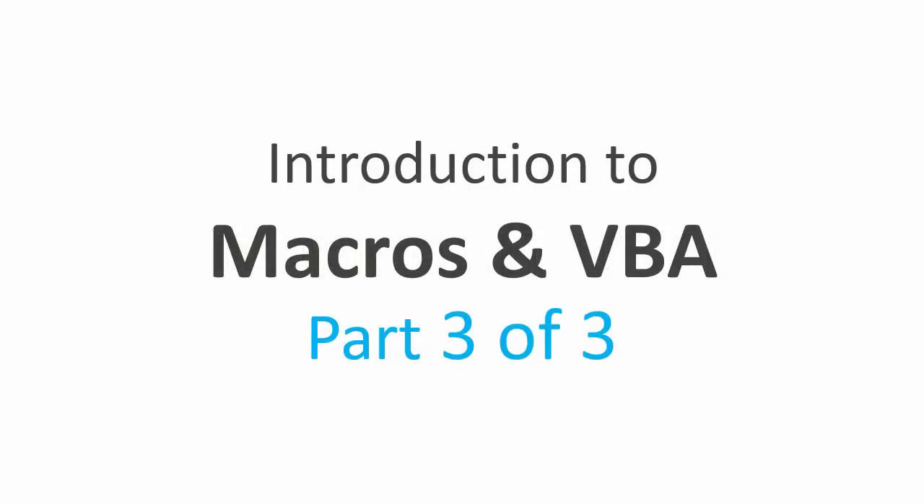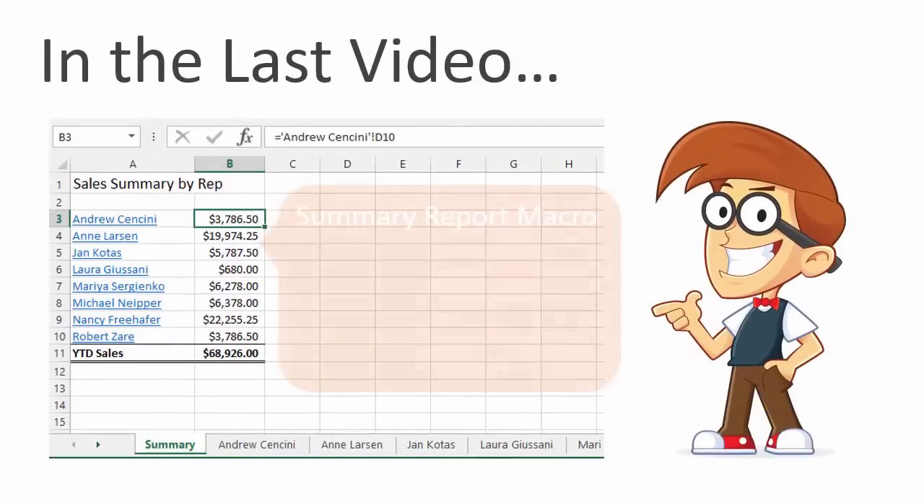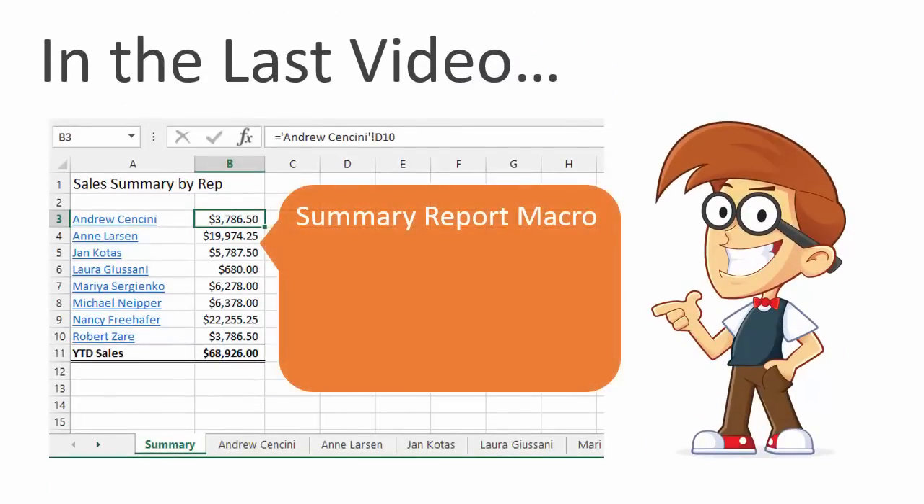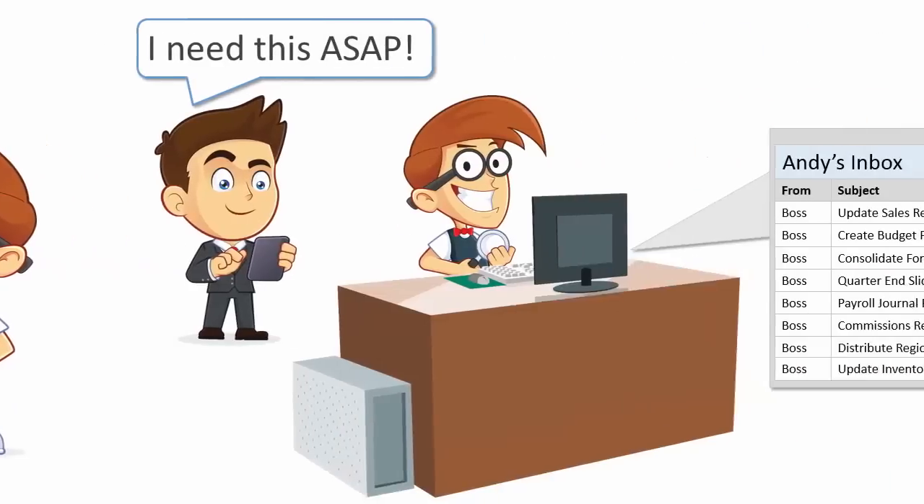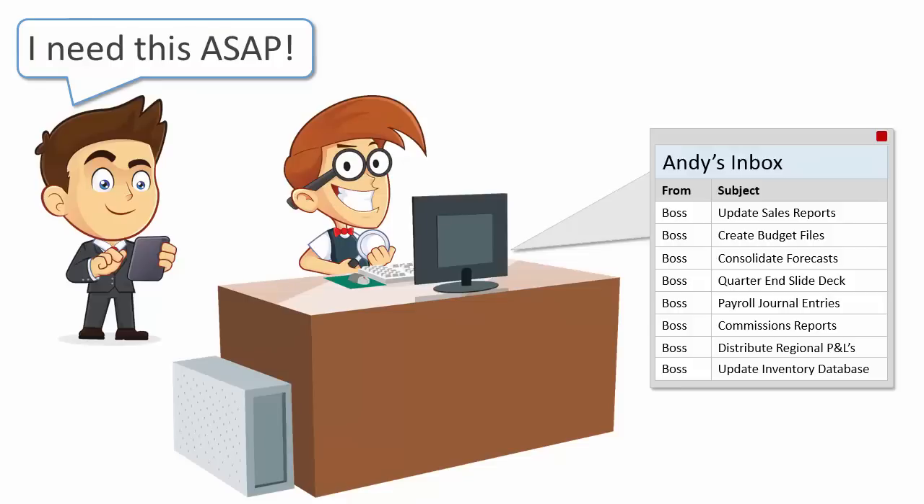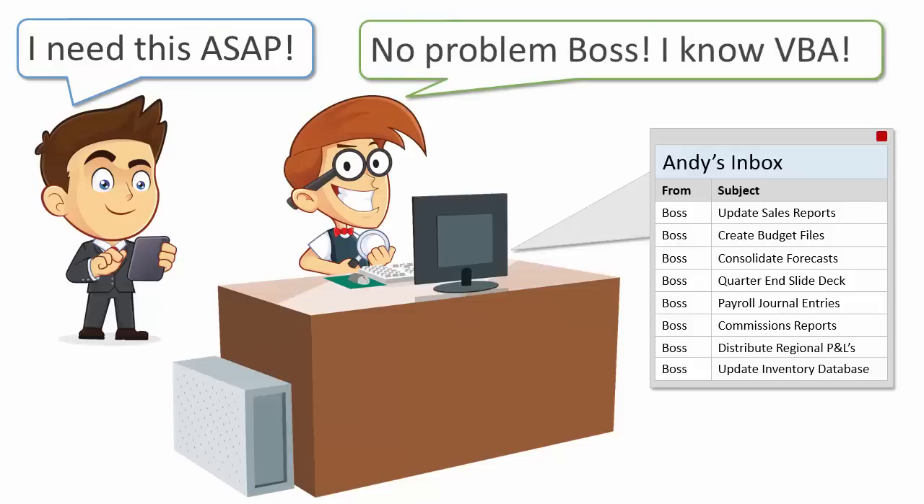and VBA. In the last video, we wrote a macro that creates a nice summary report of all the sheets in the workbook. We learned some important coding techniques like how to use variables, write a for next loop, use the offset property, and add formulas to the worksheet. Andy is starting to see how VBA will save him a lot of time with the boring repetitive tasks and allow him to spend more time on the fun and creative parts of his job.